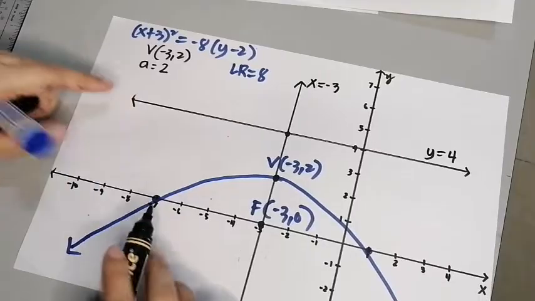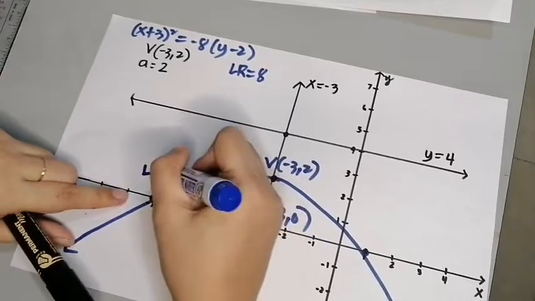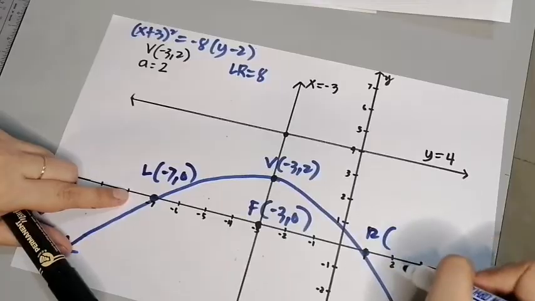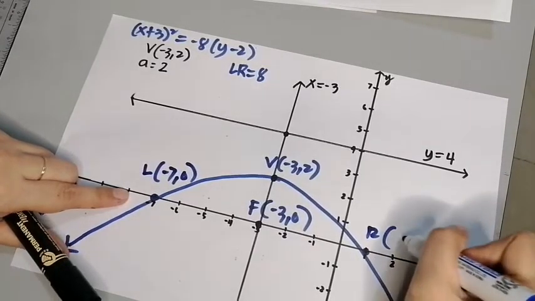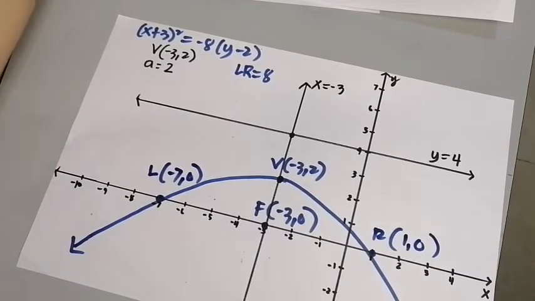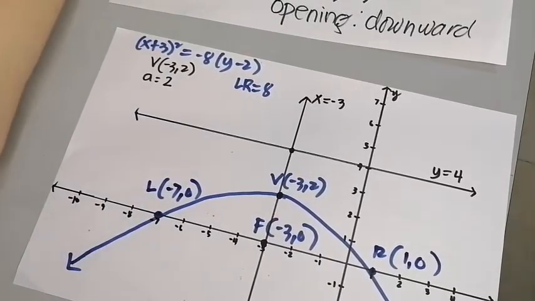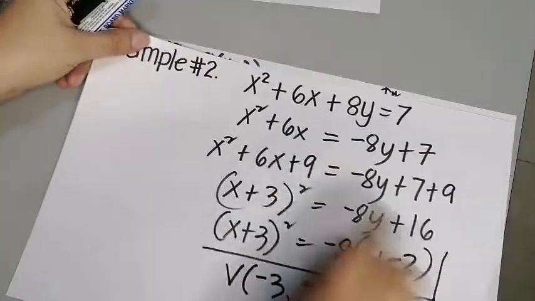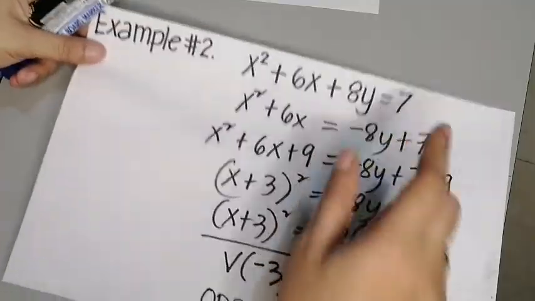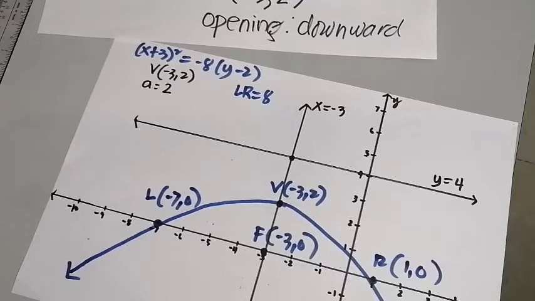Then we have here the ends of the latus rectum. You have (-7, 0), and this has coordinates (1, 0). There you go. We have the elements of the parabola with the equation x squared plus 6x plus 8y equals 7. This is the standard equation, and this is the graph.